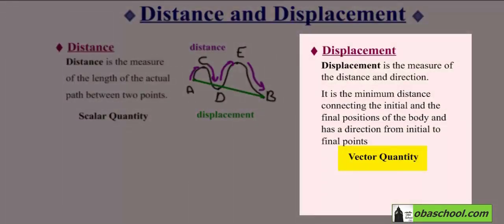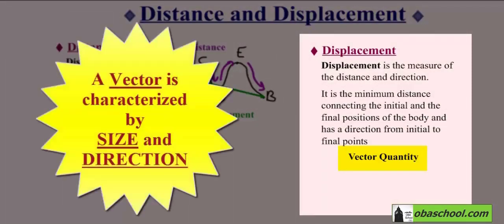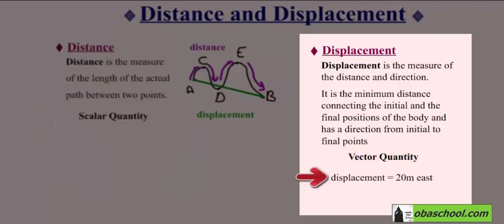Displacement is a vector quantity, which is directed quantity. A vector is characterized by size and direction. Thus, in displacement, it is not enough to use the numbers, but we also need the direction. For example, displacement could be 20 meters east, or we can also say 100 kilometers north.